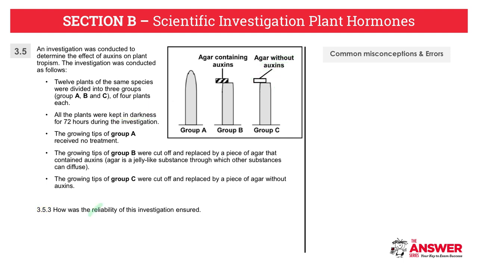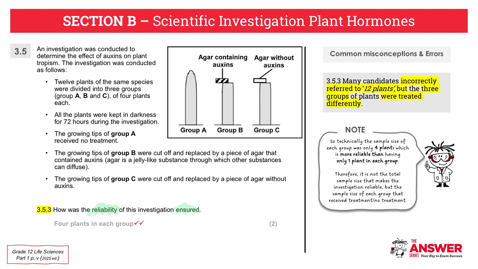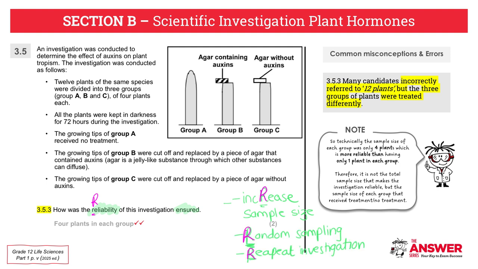Question 3.5.3: how was the reliability of this investigation ensured? Going back to the typical responses, reliability has to do with increasing the sample size and also random sampling or repeating the investigation. These are generic responses. So learners are discouraged from writing generic responses, but rather using those to formulate a response based on what was done in this investigation. So we can see in terms of repeating the investigation, they don't mention anything about that. They don't talk about anything that could hint to random sampling. So the other factor that could increase reliability is the increasing of the sampling size.